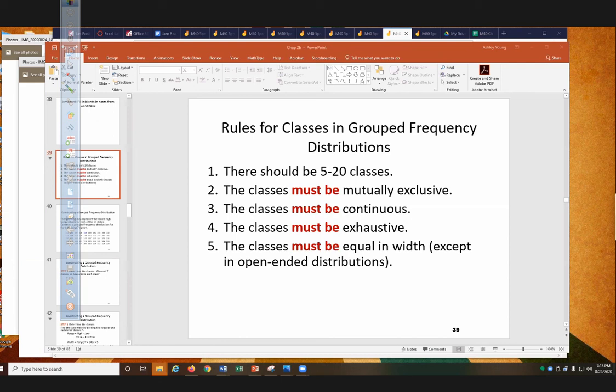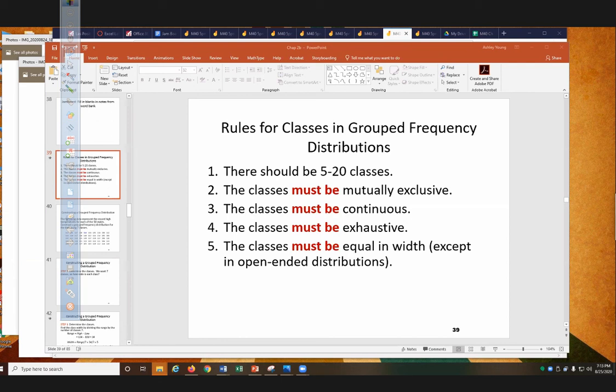Perfect. Let me take this one at a time. Okay, 5 to 20 classes, and we talked about that already. Mutually exclusive means that something can't be in 2 classes. It can't be double counted. So I can't go from 1 to 5 and 5 to 10, because then 5 would be in 2 classes, and that doesn't make sense, because you'd be counting 5 twice.